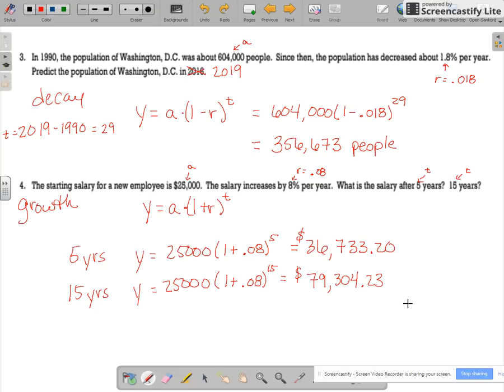So that's all we have for solving exponential growth and decay equations. If you have any questions, please ask me and continue to work through all of these. And that's all we have.